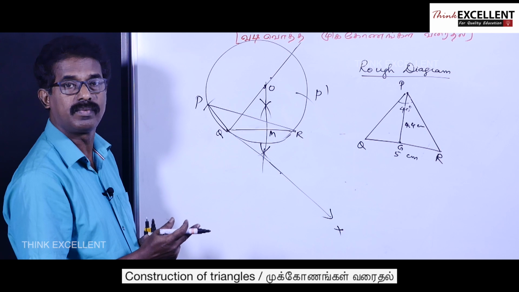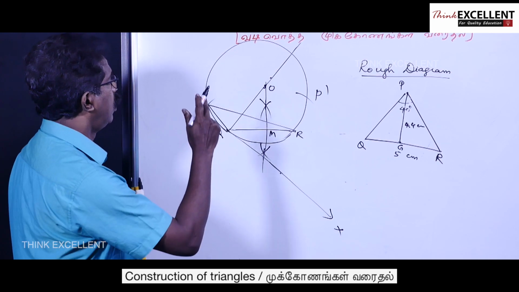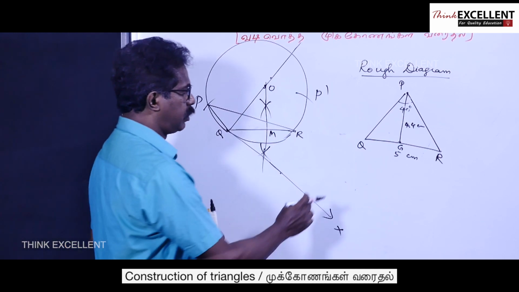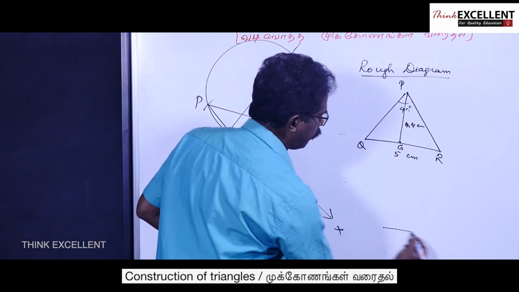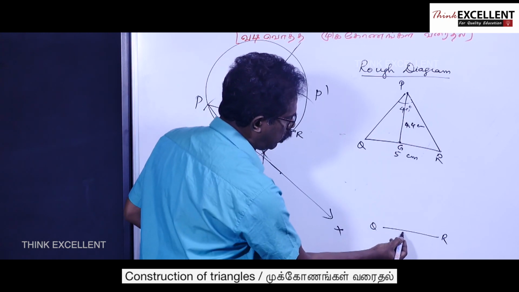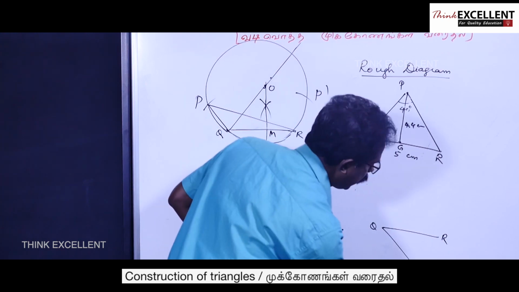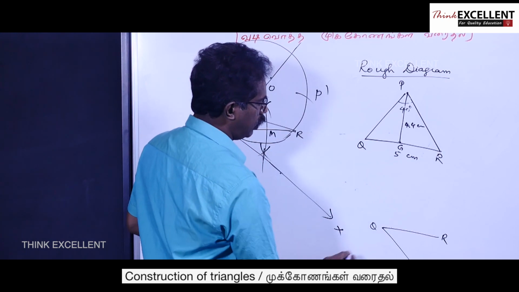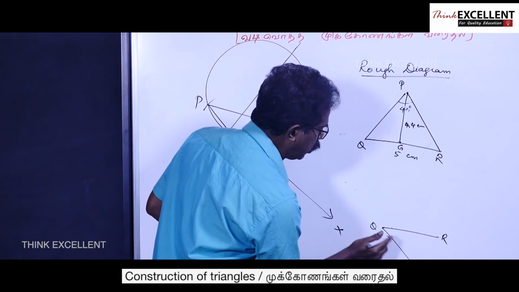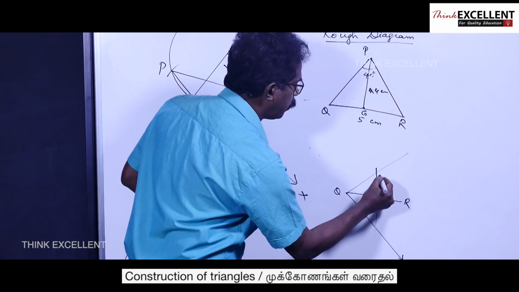If the altitude is given, how to do it, I'll teach before the exam, but before that I'll explain this one more time. Listen, base is given, base is 5 centimeters, so draw 5 centimeter QR. Vertical angle 40, so here at Q, downward you take 40 degree, make an angle 40 degree. Now 2 perpendicular lines, one is perpendicular to this, another one perpendicular bisector. They are meeting at a point O.